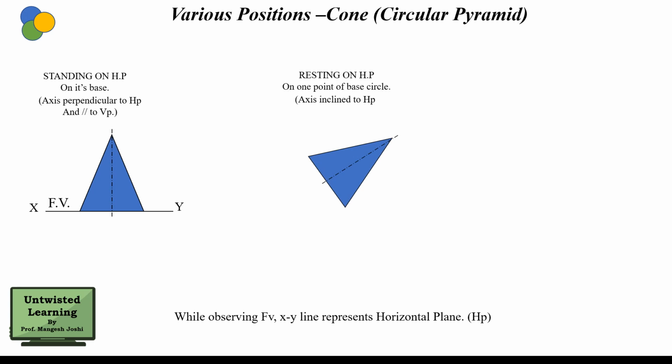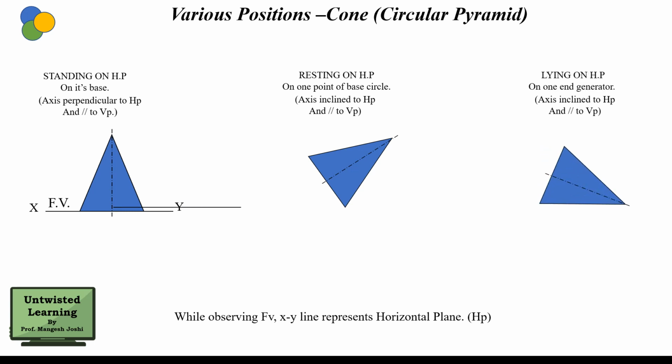The second condition or position you can see is a cone resting on HP on one point of the base circle. Okay, so in this condition the axis is inclined to HP and parallel to VP. So you can see that this axis is inclined at, suppose, 45 degrees to HP and parallel to VP.